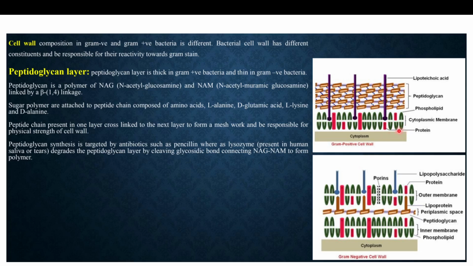Whereas in the gram positive cell wall, this is the cytoplasm, this is the cell membrane. All right, and then there's a thicker layer of peptidoglycan, and then there's lipoteichoic acid, which is present in the gram positive cell wall.